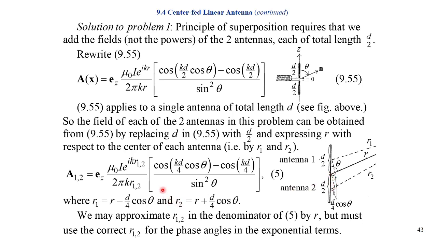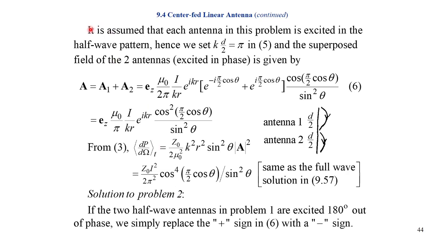Okay, and substitute these two into here. We may approximate R12 in the denominator of phi by R. Just approximate this one, but we must use the correct R12 for the phase angle. This one, once again, in the denominator, we can approximate as R. Doesn't matter. But here, we cannot do that. We must be careful. We talked about this idea before. So it's assumed that each antenna in this problem is excited in half-wave patterns. Hence, we set kd/2 equals pi. Okay, simplify the calculation.